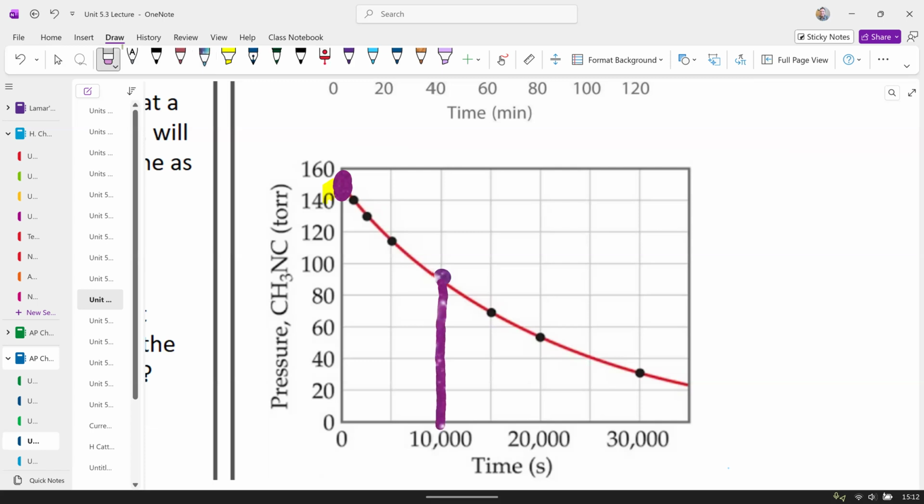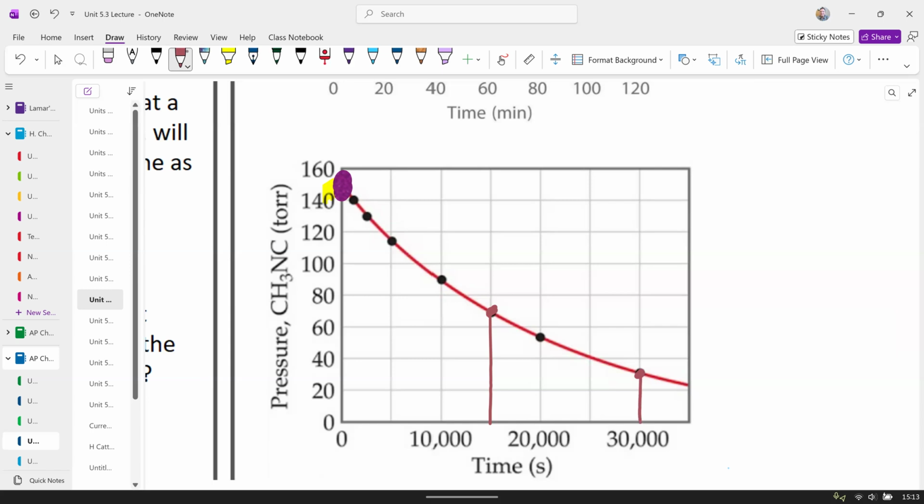Oh, that's not right. I went to the wrong line. Sorry. 75, somewhere right there. And we go to this line, and it is 15,000 seconds. So the first half-life is 15,000 seconds. If this is first order, how long will the second half-life be? 15,000 seconds. So we're at 75. What's half of 75? 37.5. Let's say that that's that value right there.